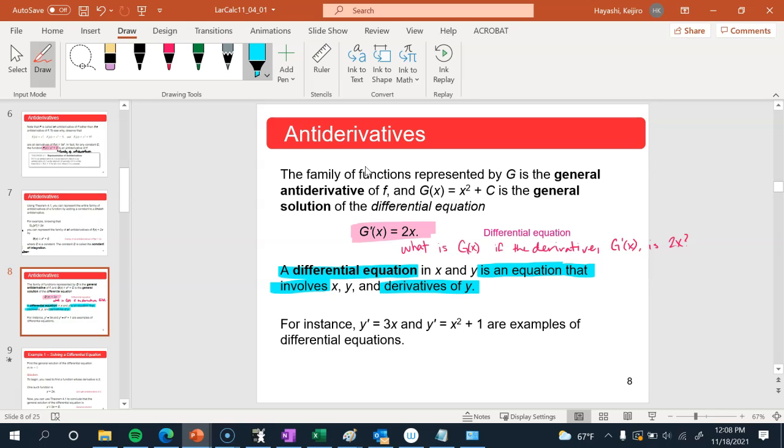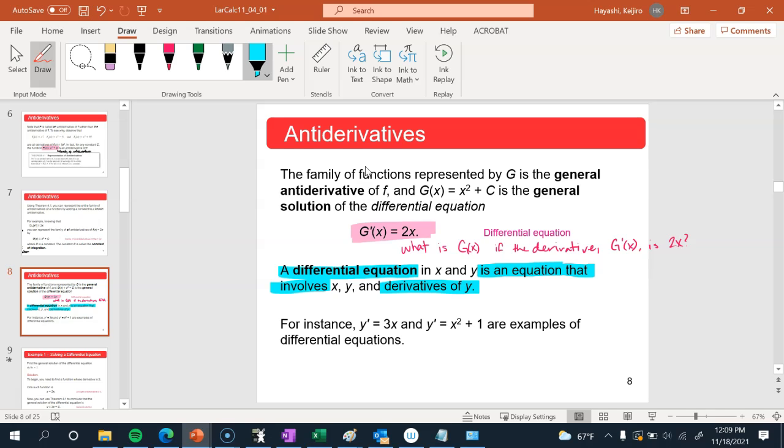So, up to now, most equations that you've been finding solutions for, you're finding what is the value of x, or what is the value of y, or what is the value of this function, and none of them have really involved derivatives exactly. But now these kinds of equations do, these differential equations.